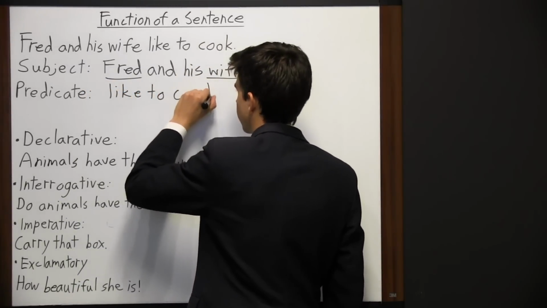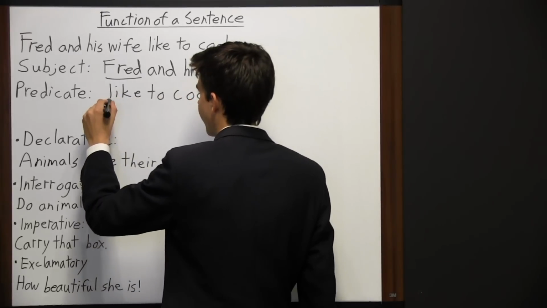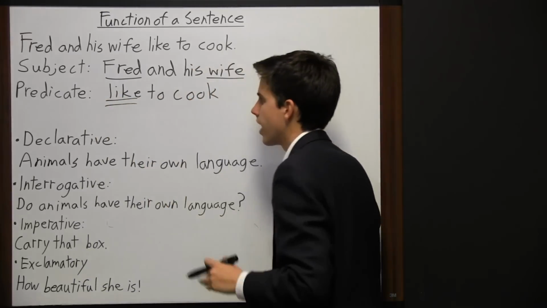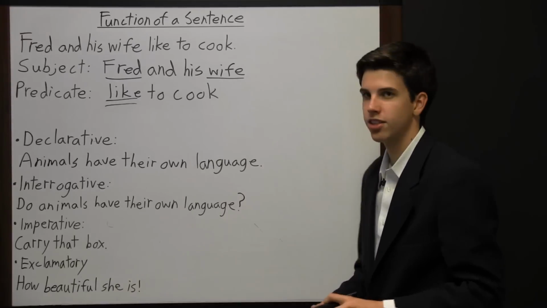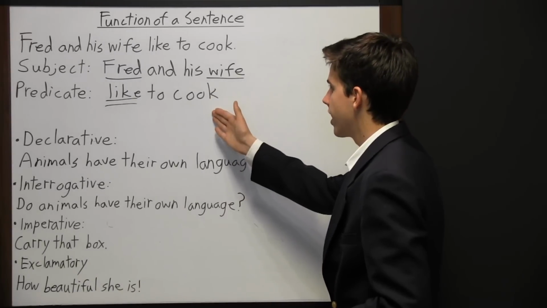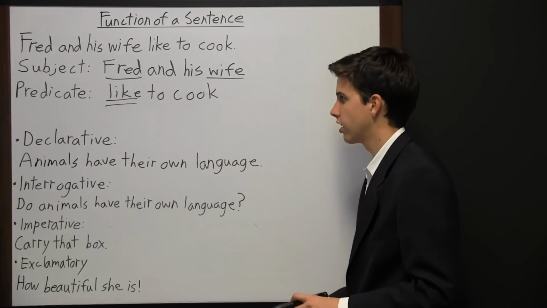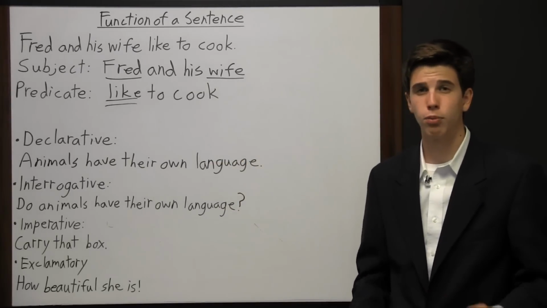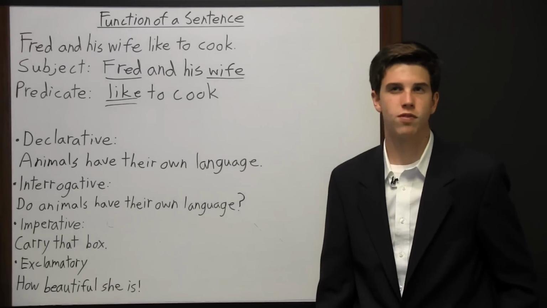And the predicate must include a verb. And so the verb here is like. And then the predicate comments on the topic of the sentence. So here the topic is Fred and his wife, and the predicate is commenting, saying that Fred and his wife like to cook. Now, the purpose of a sentence refers to its function.